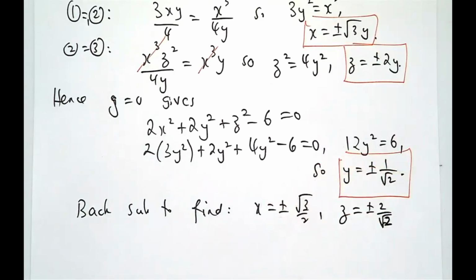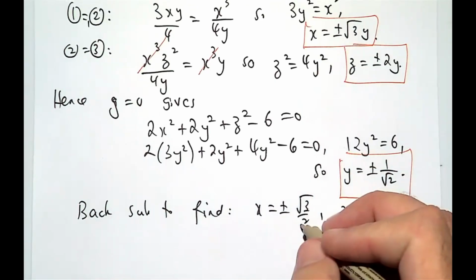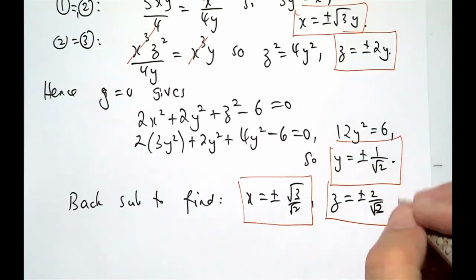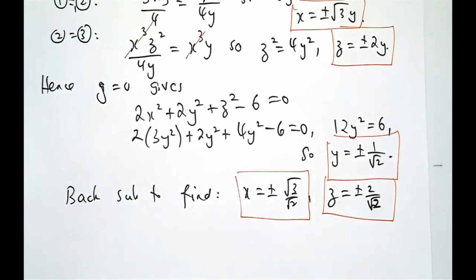Okay, now you can simplify these. Oh, hang on. That should be our root 2 down there. Okay, so there are our points of interest. So do we want the positives, the negatives? What do we want? Well, let's go back to our temperature function.